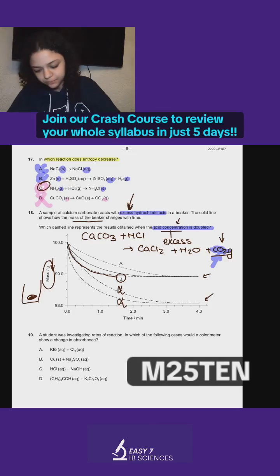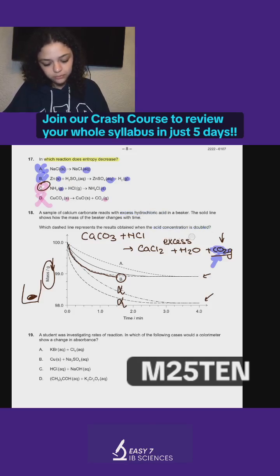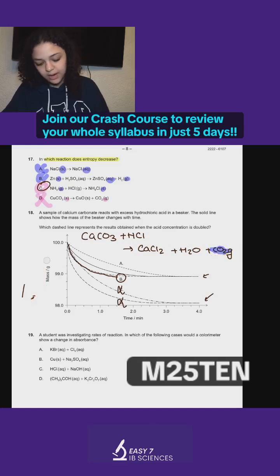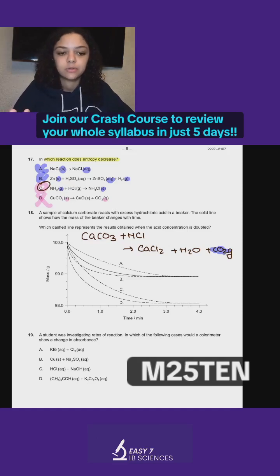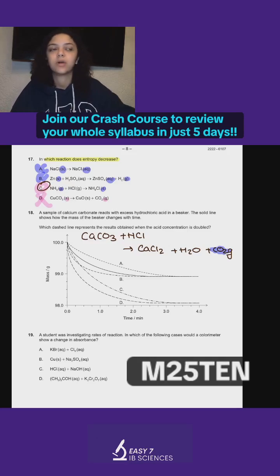Okay, re-explain. Okay, so I'm gonna break it down step by step. Here I have calcium carbonate reacting with HCl. I'm going to ask you a simple stoichiometry question. In a simple stoichiometry question, is it my limiting or my excess that affects how much gas is produced? Like how much product is produced? My limiting or my excess?